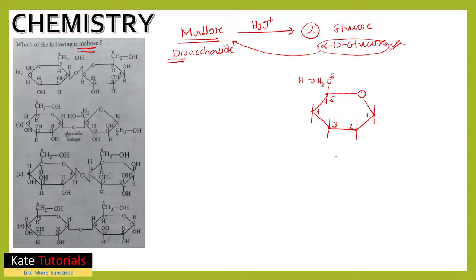So for alpha D glucose, OH will be below like this: OH, OH, H, OH. Whenever OH is there below, above we have to put H. Whenever H is there, above we have to put what? OH. In the same way, here OH is there, so H. So this is one alpha D glucose.